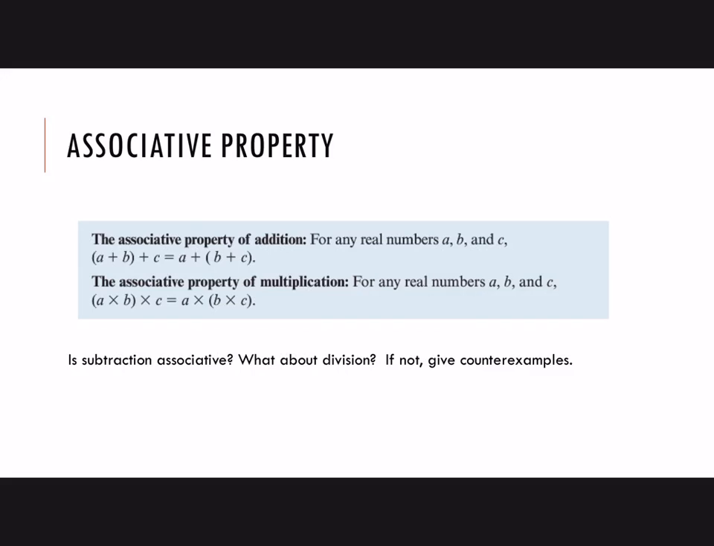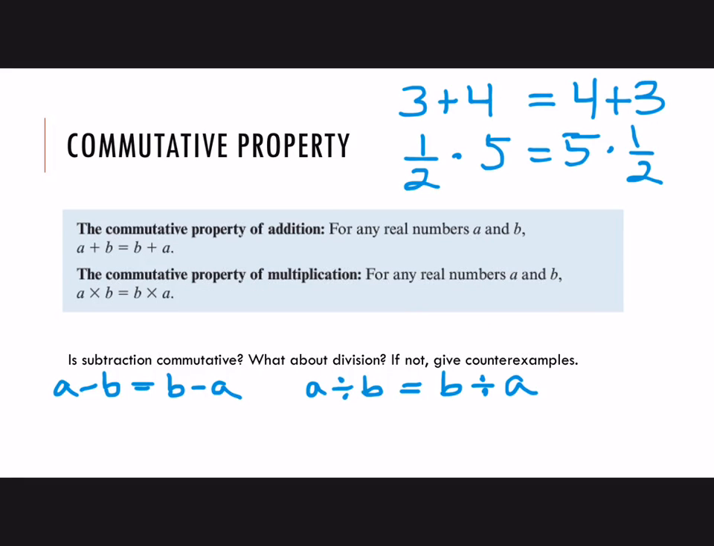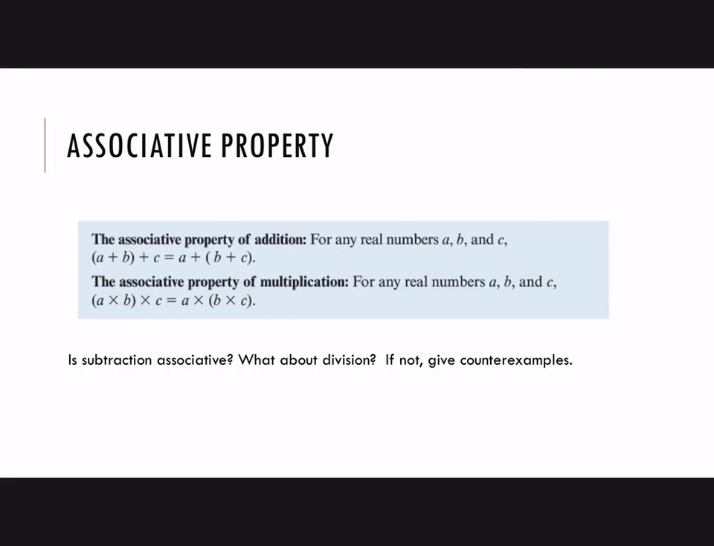The next property is the associative property. And this is the one that allows you to, this time we're still switching an order. For commutative, we switched the order of the numbers. And for the associative property, we're switching the order of the operations, the order in which the operations are done. Sometimes you'll also see the word grouping attached to this property. We're changing the grouping of the numbers.